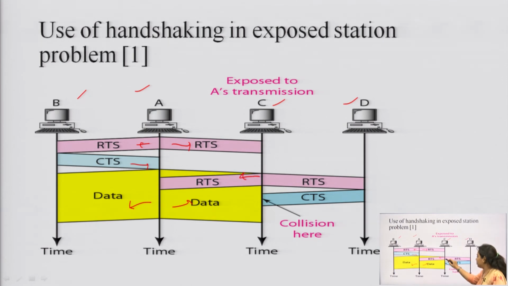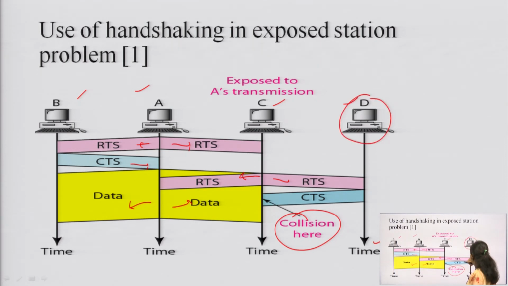This will transmit this request to send information, and here the collision will take place. So, exposed to A's transmission, this C is basically going to see what has been transmitted from A to B. So, that is the case for the exposed station problem. So, this is the axis which is written over here.